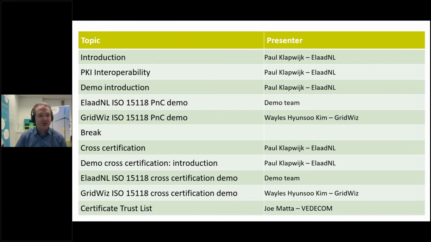This is a high-level overview of the program. We are trying to switch a bit between demonstration and theory. I'll first start off with a presentation about PKI interoperability. Then we will have a demo of the plug-and-charge chains we have set up. We have a break, and after the break, I will discuss the topic of cross-certification. Then we have a demonstration of the cross-certification with the chains we have explained before the break. One of the methods that will be treated at the end is the certificate trust list, and that will be presented by Joe Mother from VZGROOTCA.